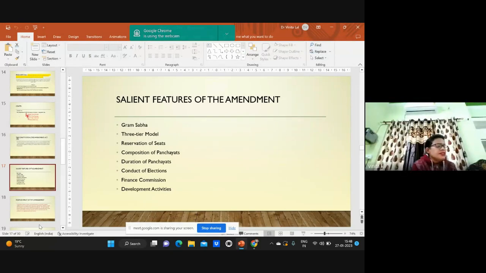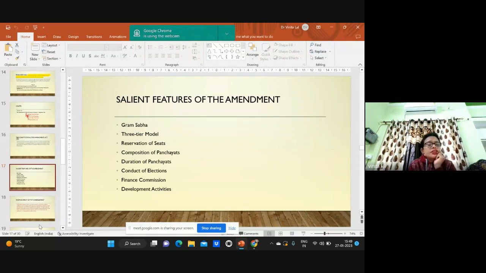So, this is the reservation of seats. And the next one is the duration of panchayat. Direct election to panchayat is one of the distinguishing features of this amendment, because after this amendment, persons chosen by direct election from the territorial constituency shall fill all the seats in a panchayat, and the chairperson at the village level shall be elected in such a manner as the legislature of the state may provide. The chairperson at the intermediate and district level shall be elected by and from among the elected members.